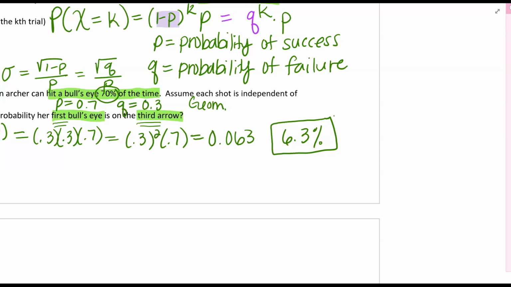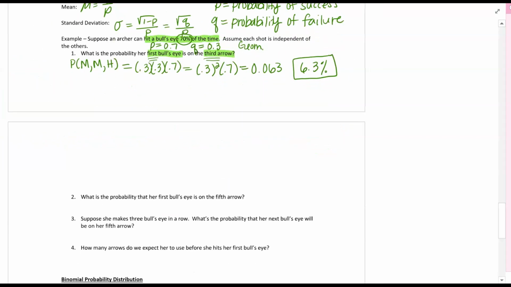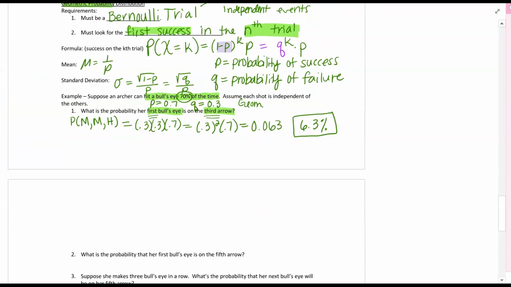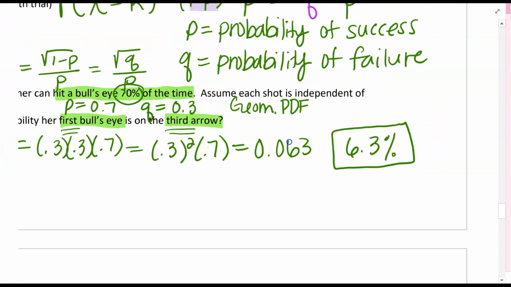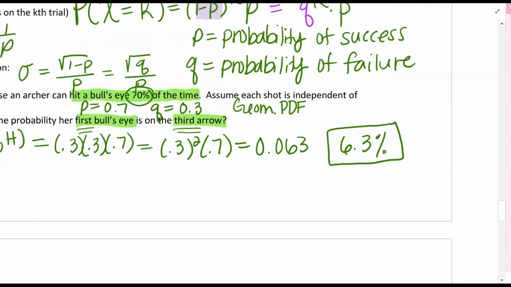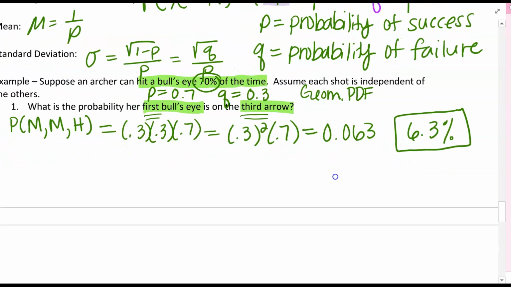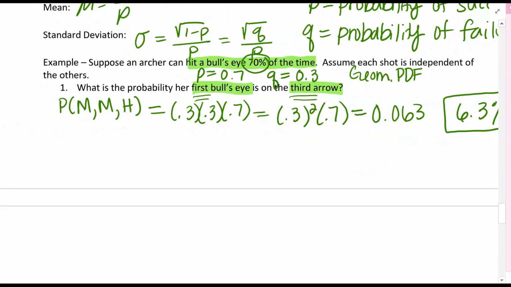There is a separate way to calculate it, and I'll show you, just because we're going to be using the calculator today, the TI Inspire. This is going to be a geometric PDF. PDF because it's an exact thing on the third trial, okay? So what I want you guys to do on the calculator is click on menu.